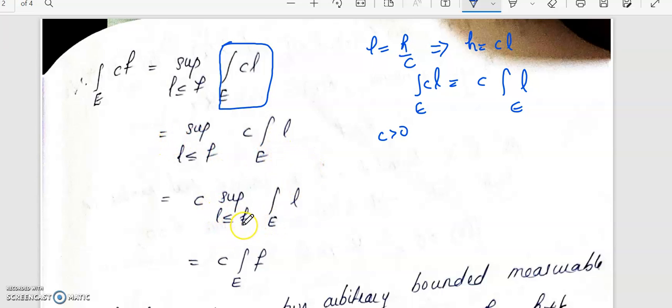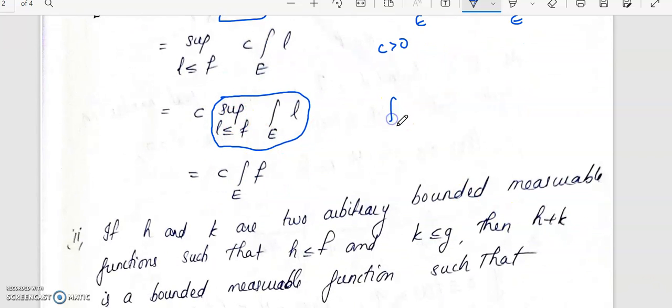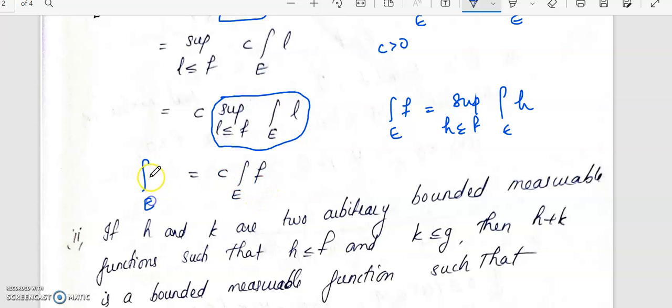So you will get c times supremum over L less than or equal to f integral over E L. Now by definition, this will be integral over E f. So that gives c times integral over E f. Integral over E f is defined as supremum over h less than or equal to f integral over E h. So we are getting supremum in that form. So that is c times integral over E f. So therefore we will get integral over E cf equal to c times integral over E f. So that completes the first result.